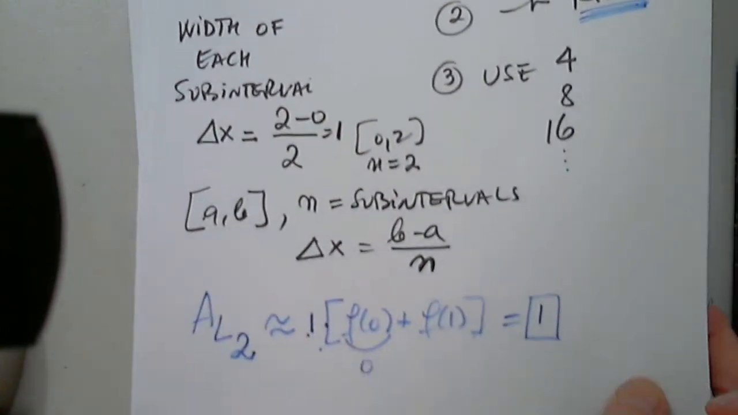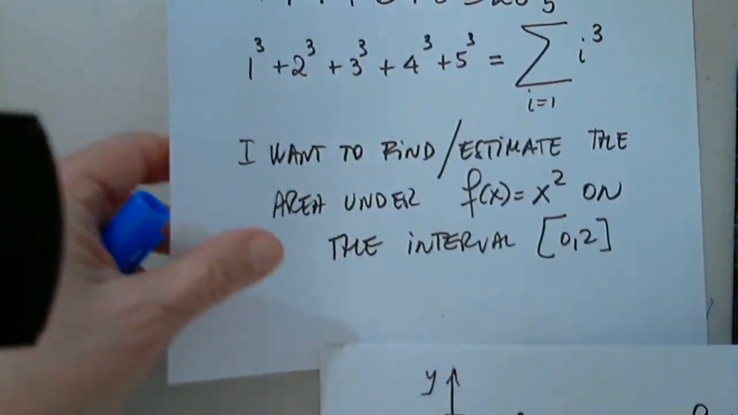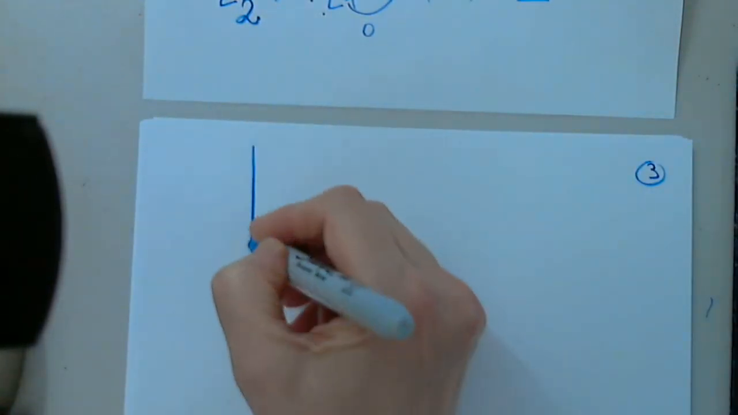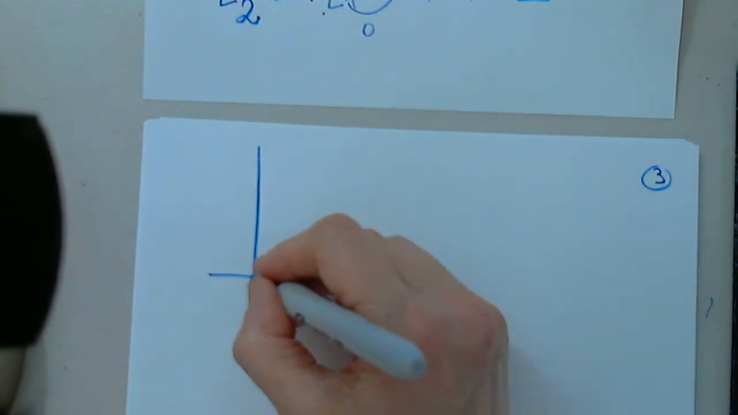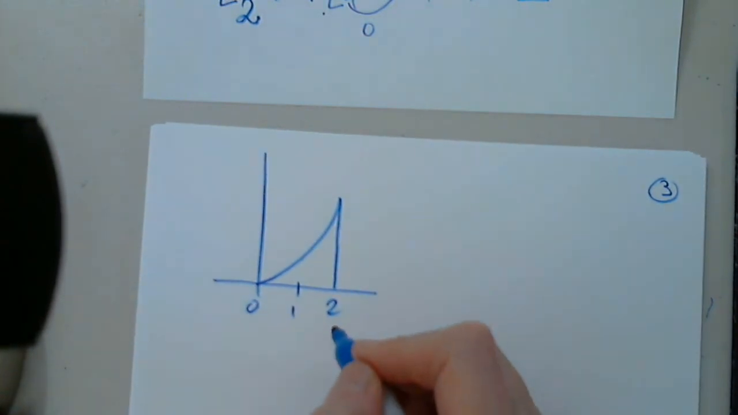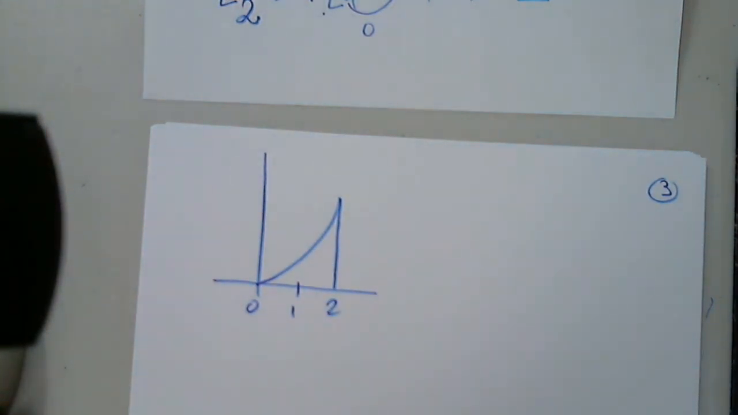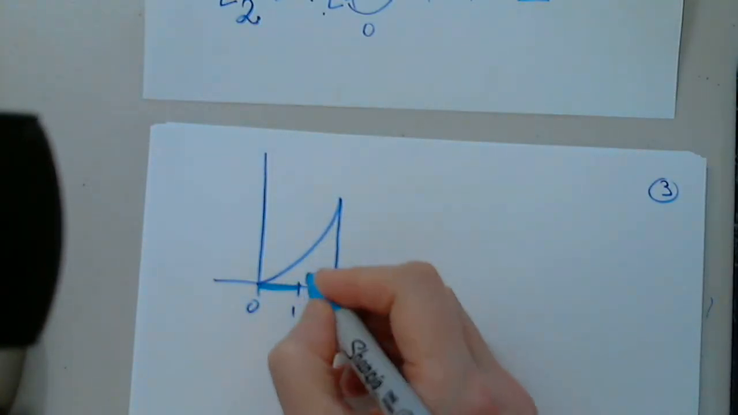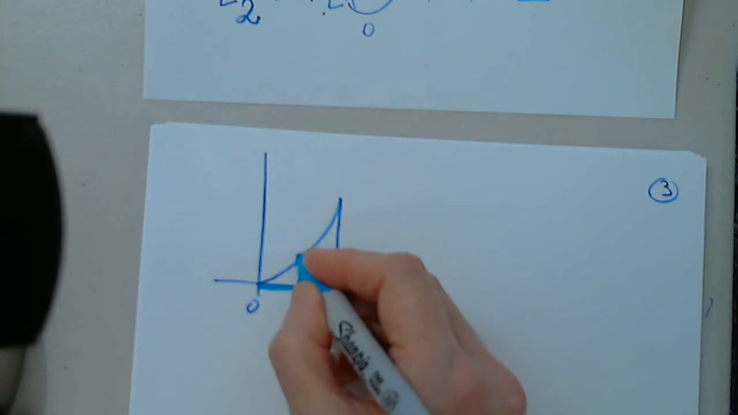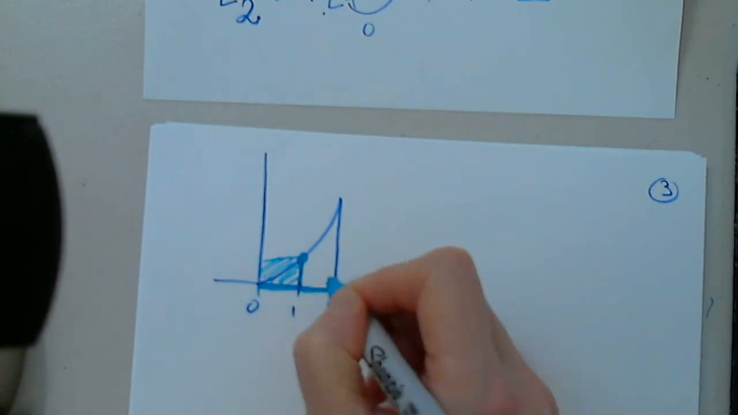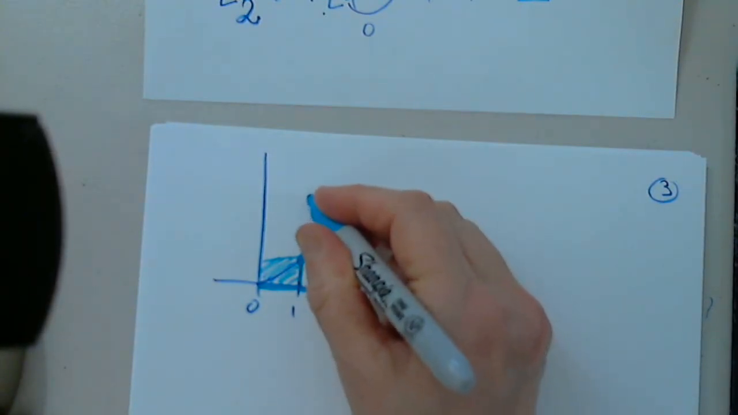How will it look with the rightmost point? Let's take a look. Imagine that I'm graphing this same function again. So this is 0, this is 1, and this is 2. Here's what happens next with the rightmost point. Base times height, base times height, the rightmost point.